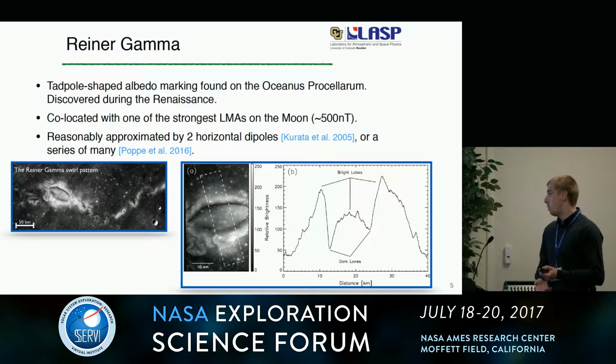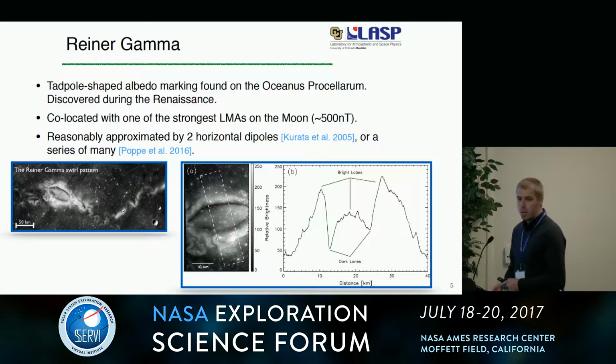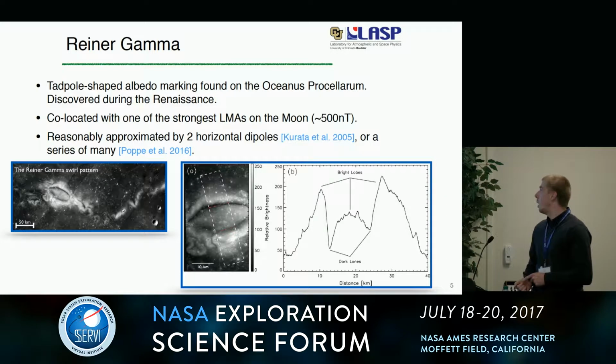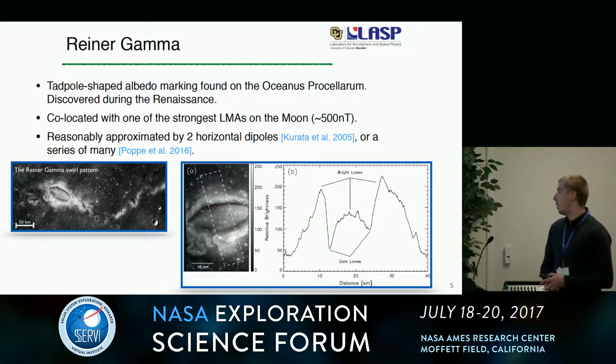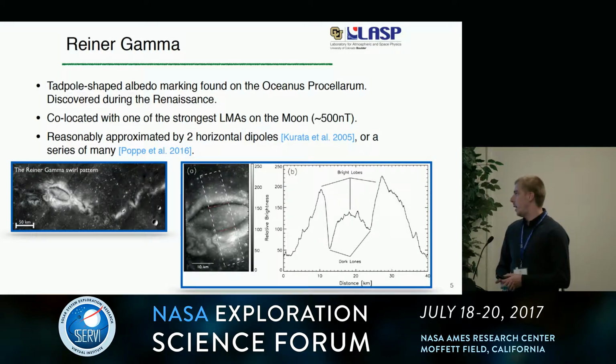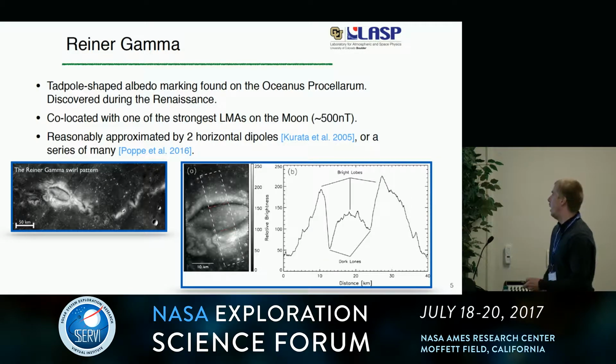It's been reasonably approximated in the past by a few simple dipoles, or by a series of many. But I've tried to now do things a bit more accurately and actually use the observed magnetic field model. And by accurate, I mean that I need to get this fine structure of Reiner Gamma right. For example, if I take a cut here, which I stole from Andrew's paper, you see that if you go straight across it, Reiner Gamma has a few different features: 2 very bright lobes on the outside, a slightly less bright lobe in the middle, and then 2 dark lanes which sit in between these bright lobes.